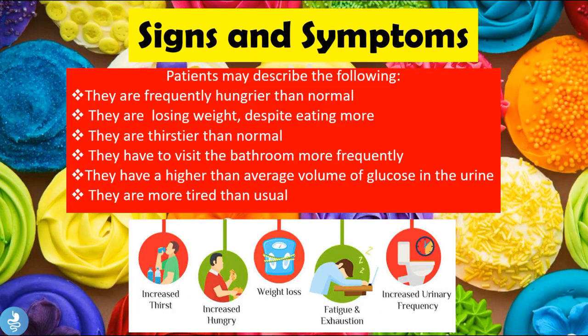So what are some signs and symptoms of hyperglycemia? Patients may describe the following. They are frequently hungrier than normal. They are losing more weight despite eating more. They are thirstier than normal. They have to visit the bathroom more frequently. They have a higher than average volume of glucose in the urine, and they are more tired than usual.